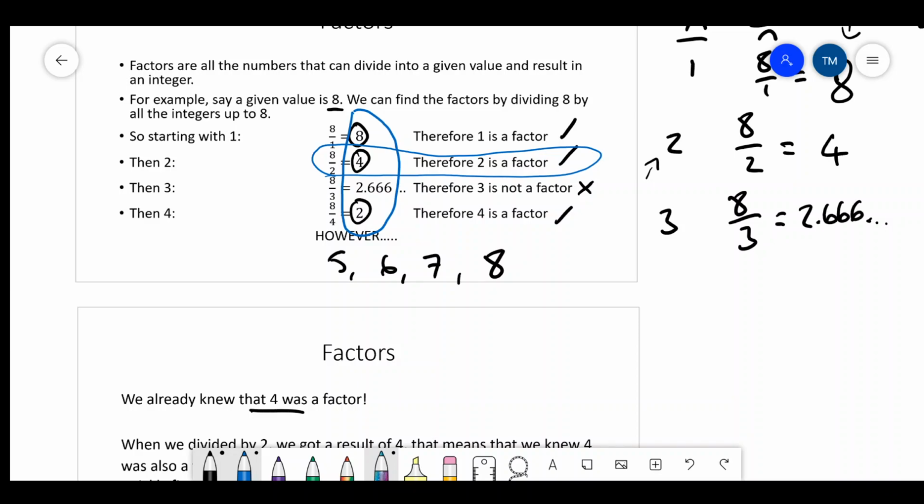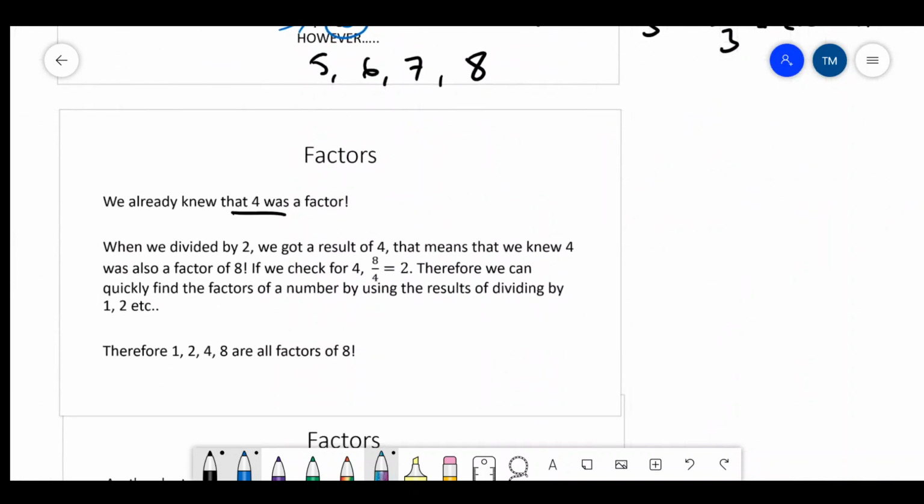And you can see this with 8 divided by 2. 8 divided by 2 is 4, so we said that 2 was a factor. But when we did 8 divided by 4 here, we got 2 as an answer, which we know was already a factor. So when we divide by 2, we get a result of 4. That means we knew 4 was already a factor of 8. Therefore, we can quickly find the factors of a number by using the results of dividing by 1, 2, etc.